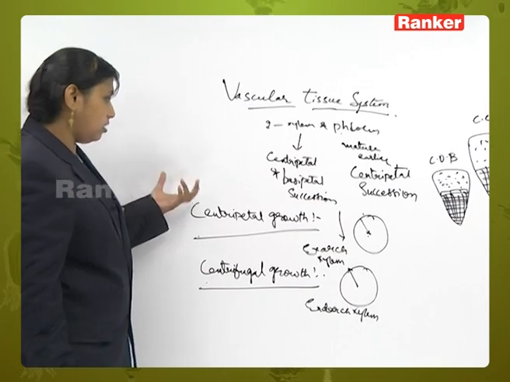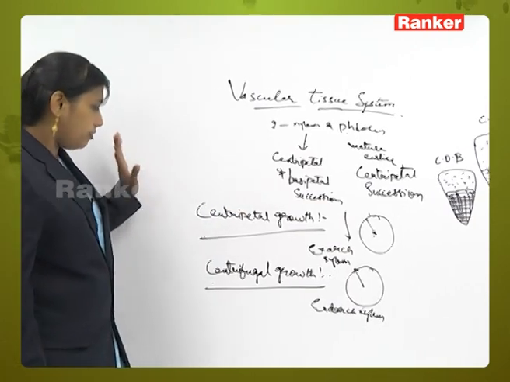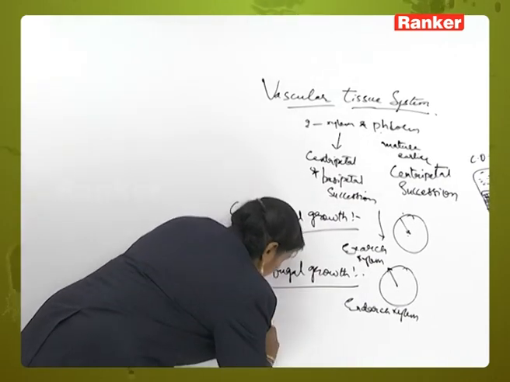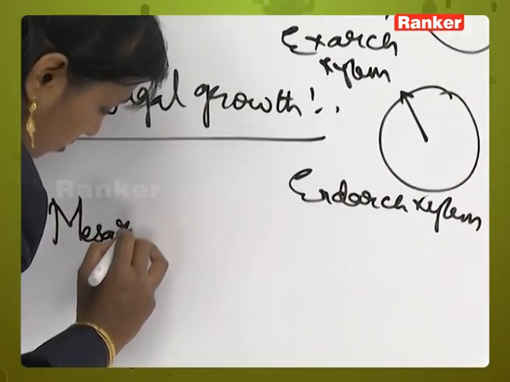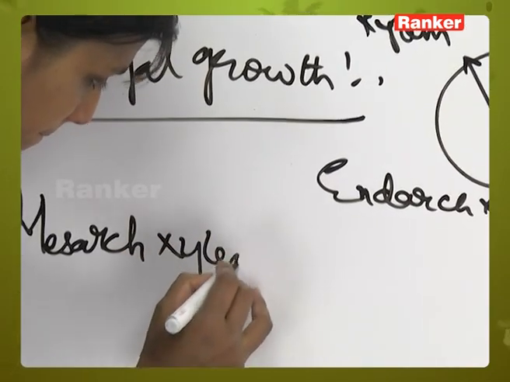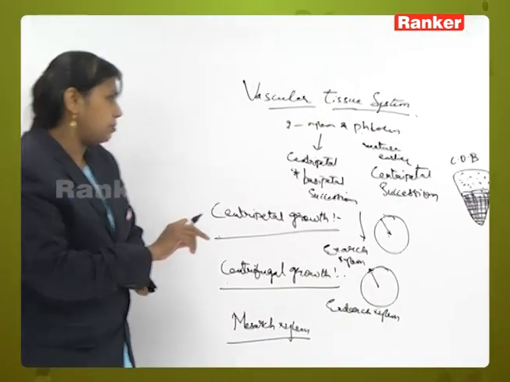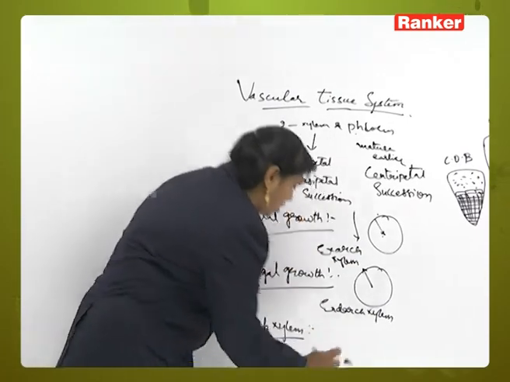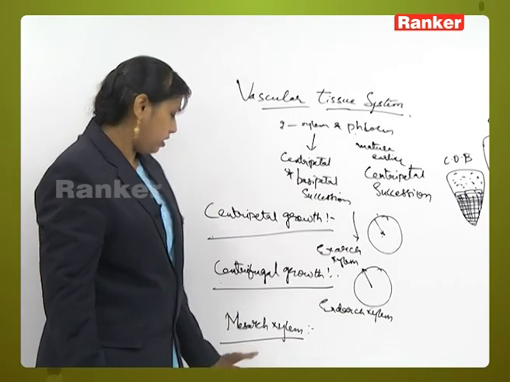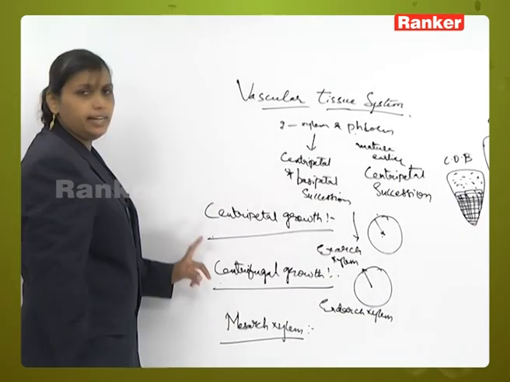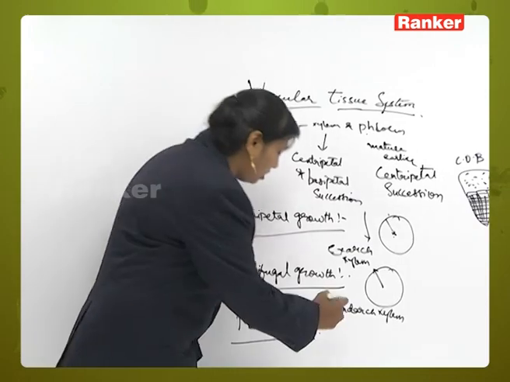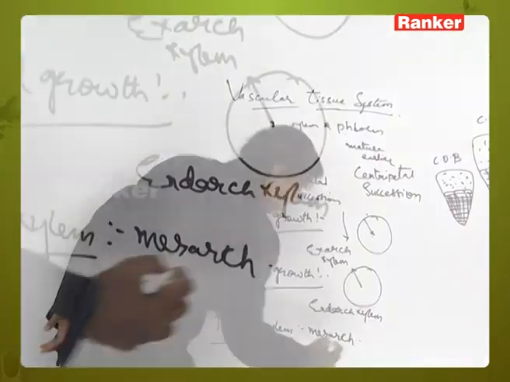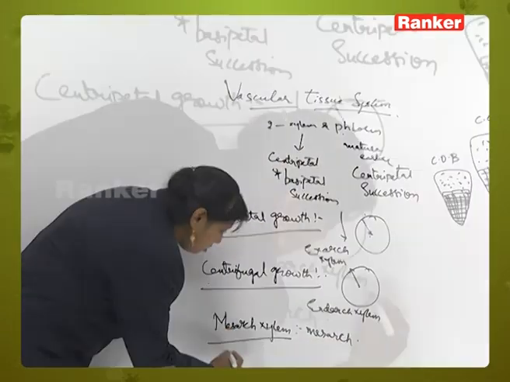Okay, so on the basis of differentiation, xylems are of three types: centripetal, centrifugal, and one more is mesarch xylem. What is mesarch xylem here? Another type is mesarch xylem. Here the initial elements of xylem show differentiation in both centripetal and centrifugal growth form. So that type of xylem is called mesarch xylem. It is a combination of both.